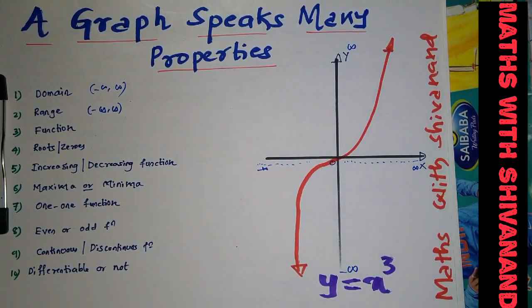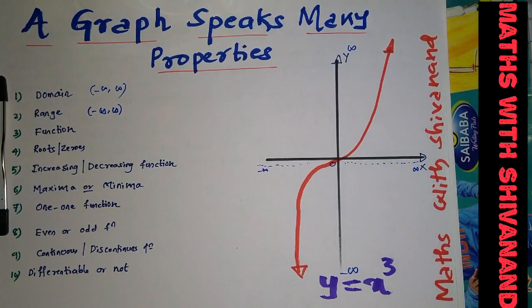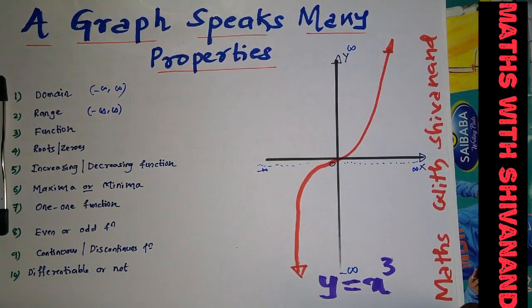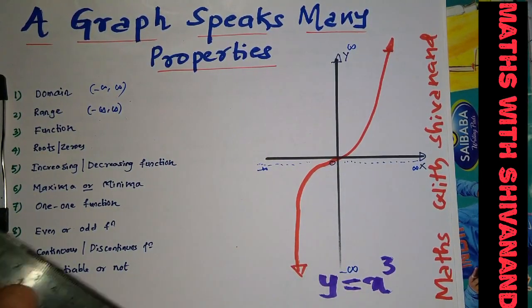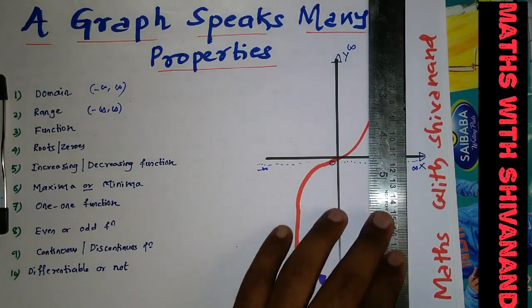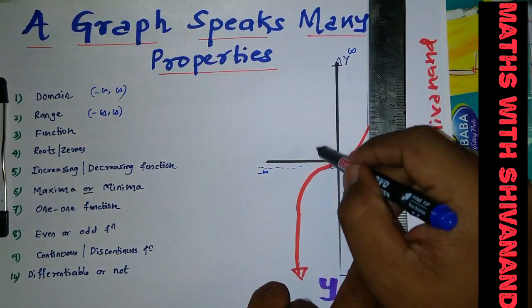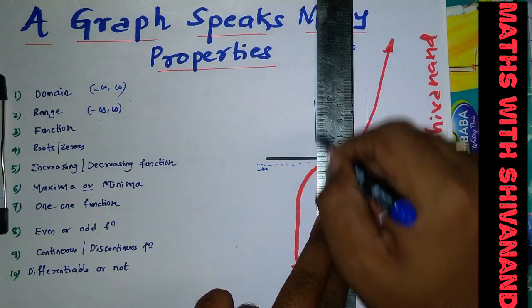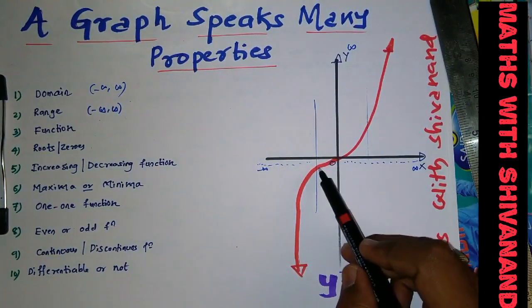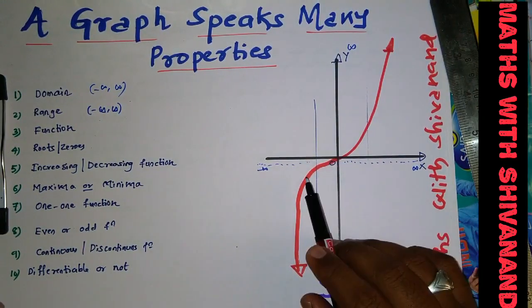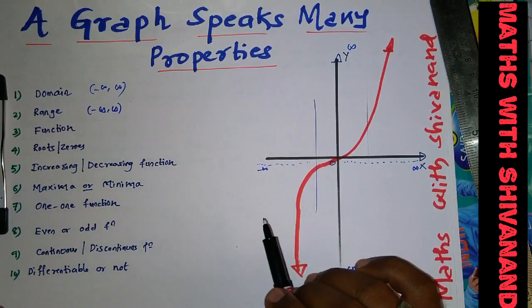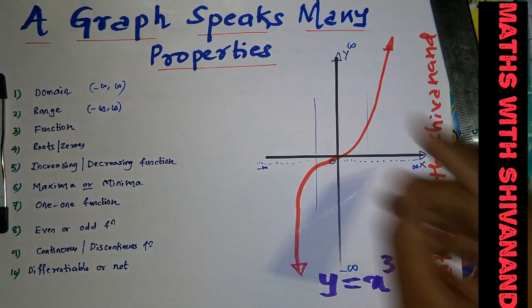So let us see whether y equals x cube is a function or not. To check whether it is a function or not, we do the vertical line test. If you draw any vertical line, if your line touches the curve at only one point, it is a function. If it touches at multiple points, it is not a function. For example, you can take a circle.